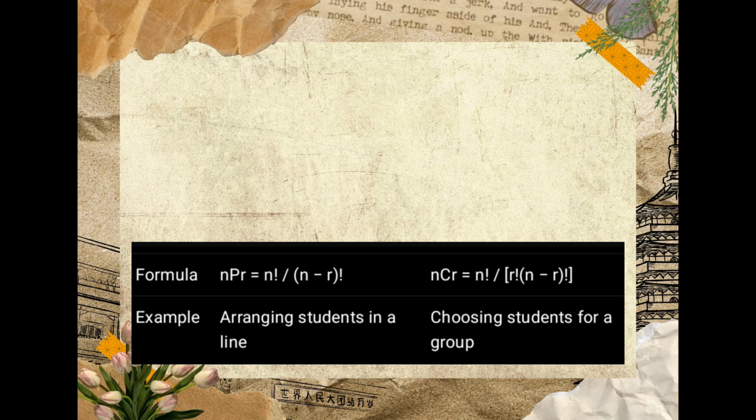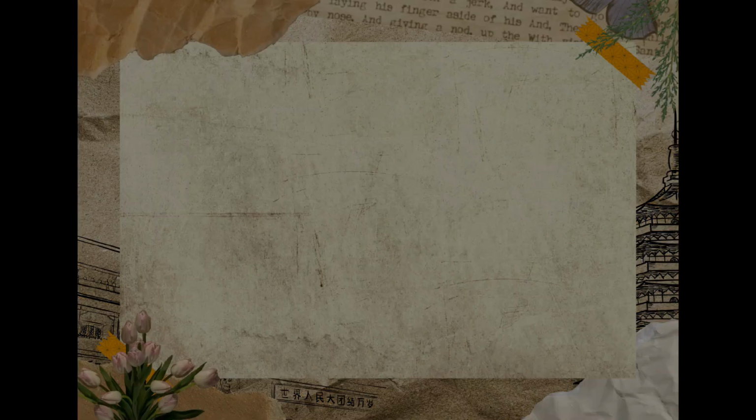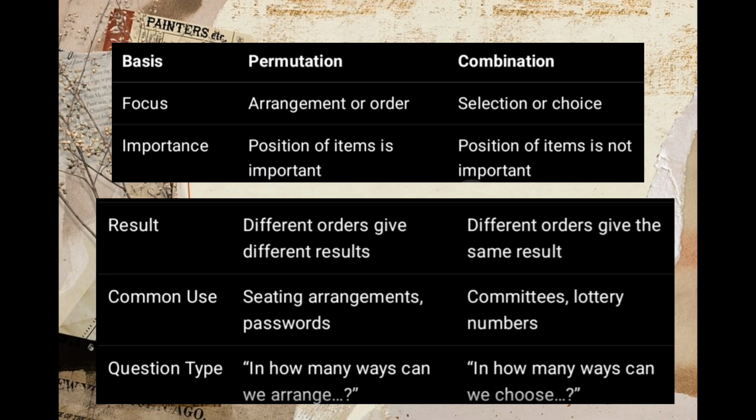The formula of permutation is nPr equal to n factorial over n minus r factorial, while combination is nCr, which is equal to n factorial over r factorial times n minus r factorial. An example of permutation is arranging students in a line, while combination is choosing students for a group. Another example. The basis of permutation and combination is focus, importance, result, common use, and question type.